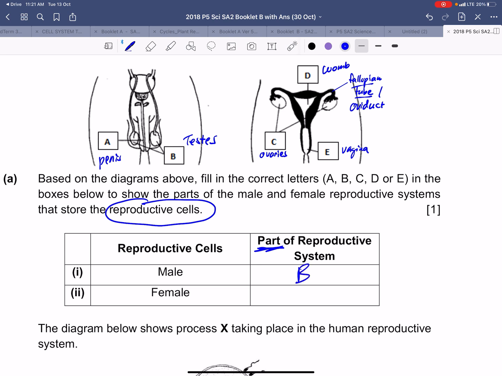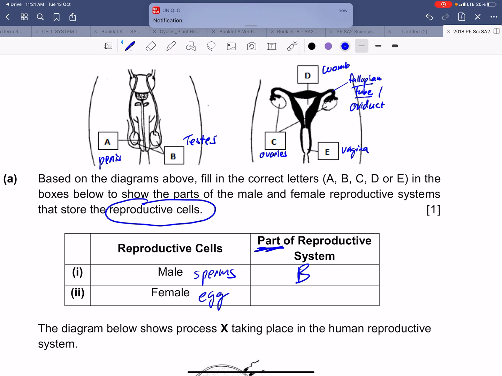Your testis is the one that produces and stores your sperms. Your sperms is actually a reproductive cell. And your female is the eggs. And the one that actually matures and as well as stores your eggs will be your C, your ovaries. Okay?